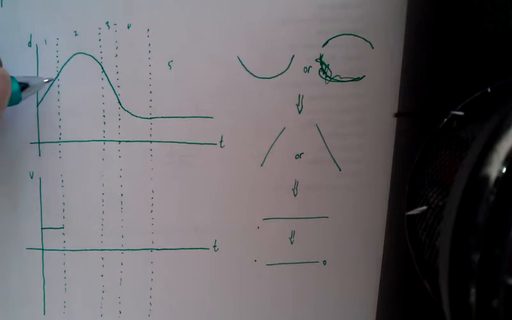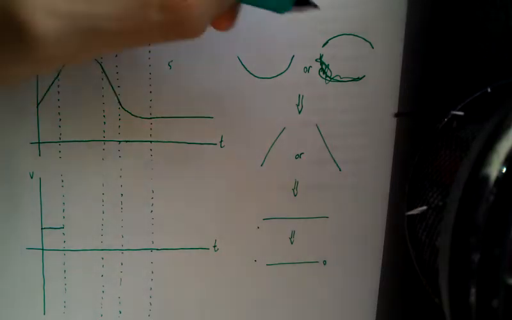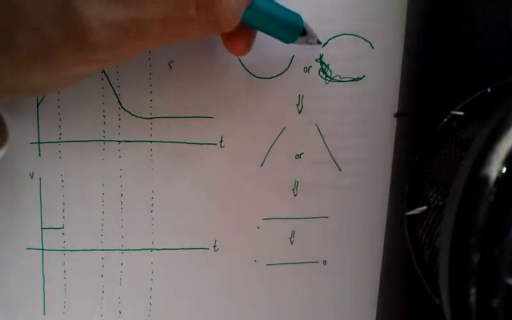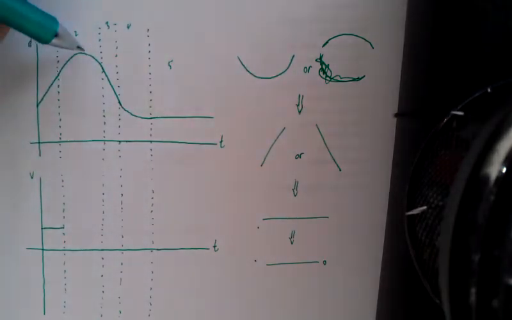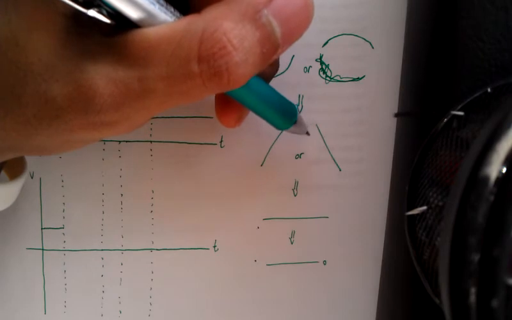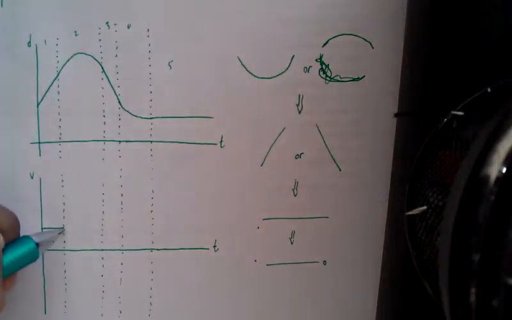Section 2 is negative acceleration. That's a curved line. When you have a curved line, then on the graph below it, it's going to be a diagonal. Since this is negative acceleration, it's going to be a negative diagonal line.